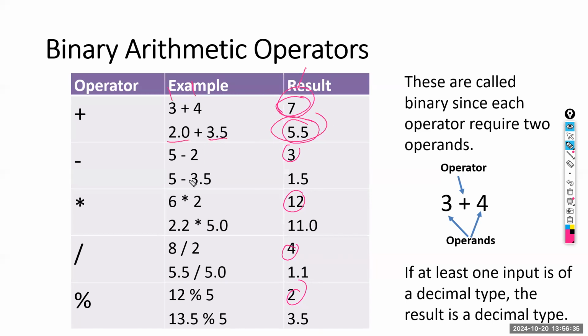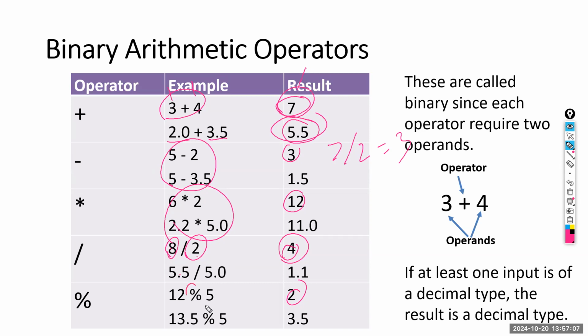Add will add two numbers. Subtract will subtract two numbers. Multiply will multiply two numbers. Divide: if both are whole numbers, you will get whole number division. For example, 7 divided by 2 will be 3. But if you have a decimal value, then it will go into decimal division. At least one decimal value means decimal division. Otherwise, whole number division with a remainder.